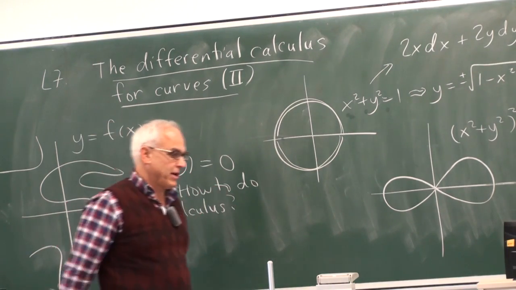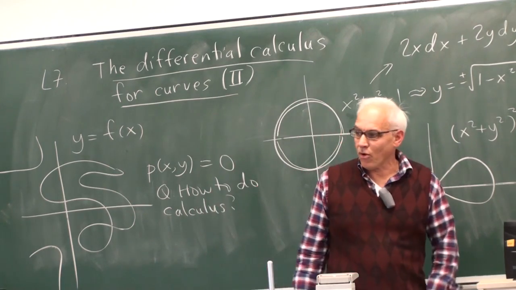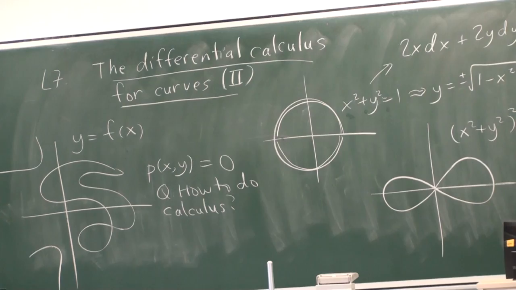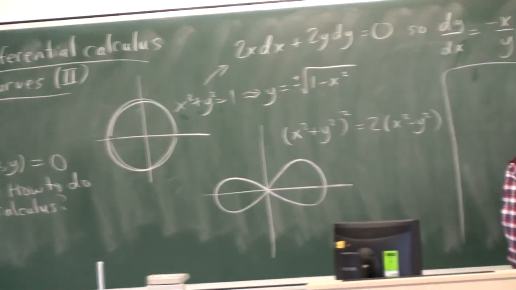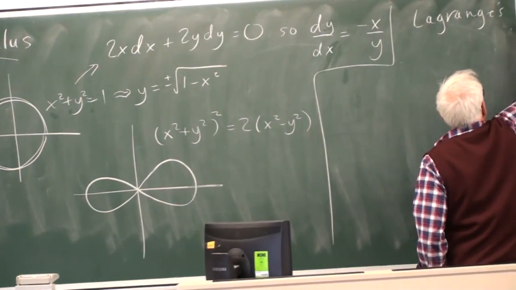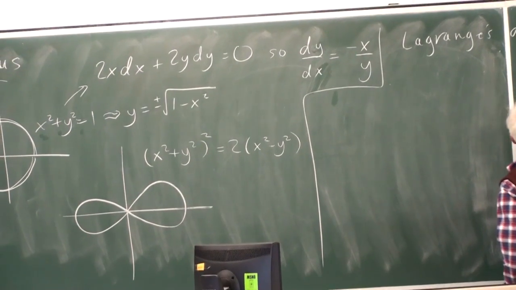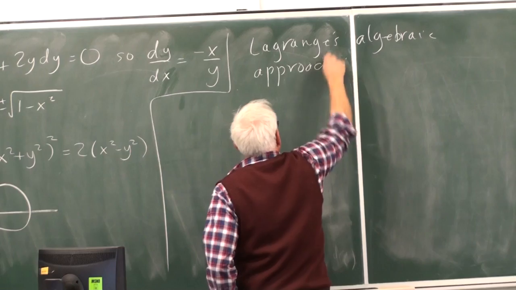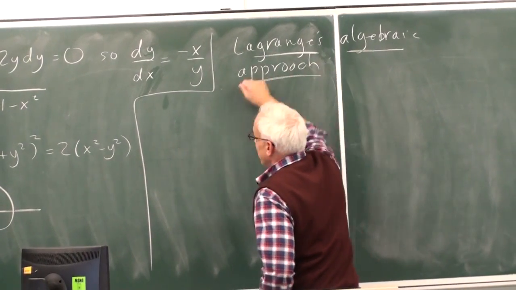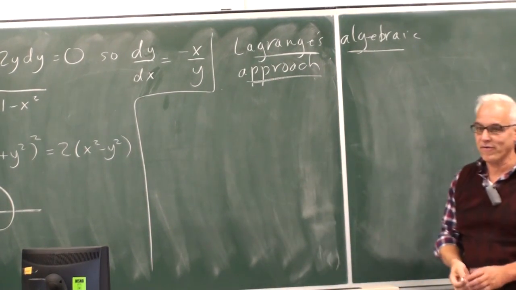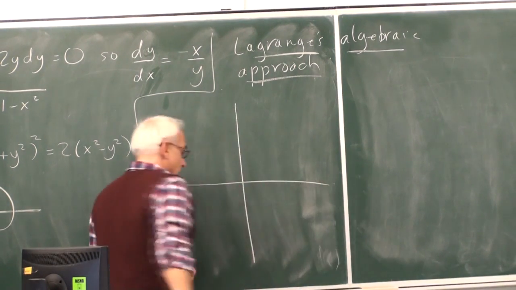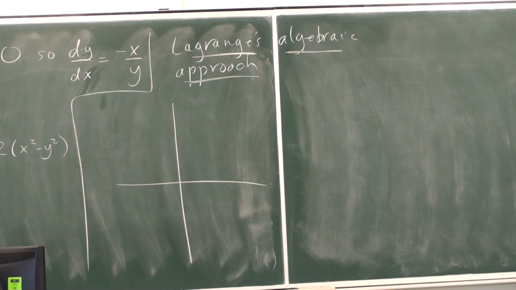And you'll see that it's really pretty well exactly the same story that we've been talking about in the last few lectures. So let me motivate that. So we're going to talk about Lagrange's algebraic approach to this differential calculus for curves. So the crucial understanding comes about by looking at a curve that passes through the origin.